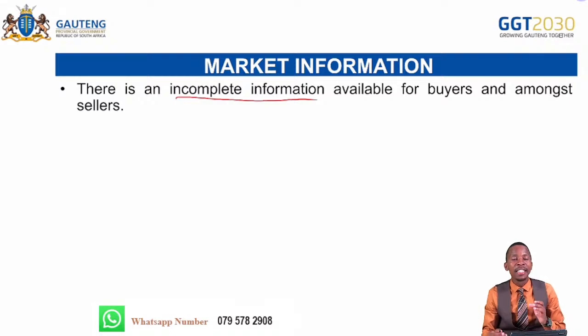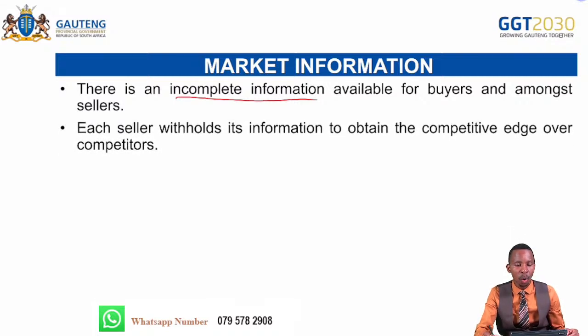They use their secret recipes and secret strategies in order to win the competition within the market. So they ensure that their information remains confidential about the market condition. Each seller withholds its information to obtain a competitive edge over competitors. So each seller will always keep its own information safe from flowing to competitors in order to ensure that they have a greater competitive edge over their rival firms. That is the main weapon they use to ensure that they become unique to other suppliers in the same market.